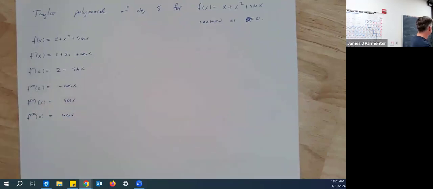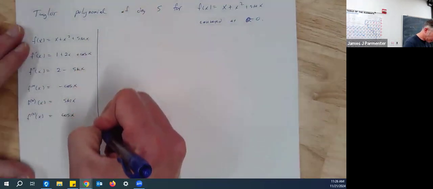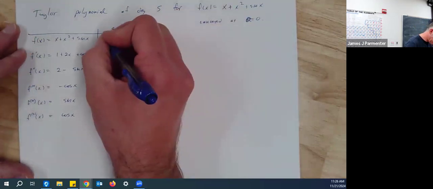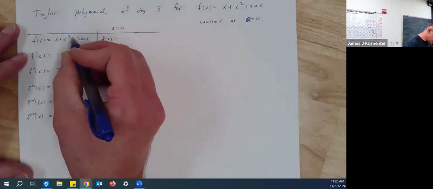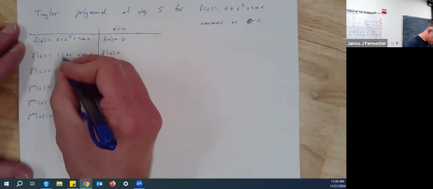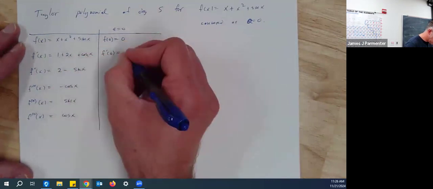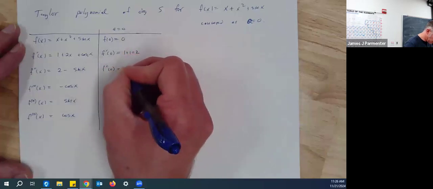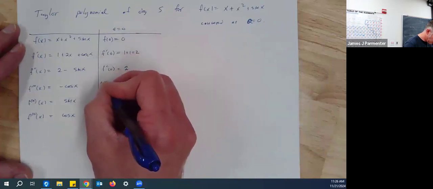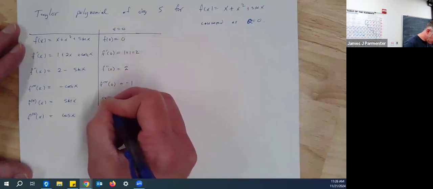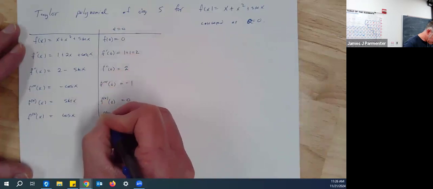And then we actually don't really care so much about those as plugging in the center to each of those. So if we plug in a equal to 0, we're going to get that f of 0 is 0 plus 0 plus sine of 0 is 0. And f prime of 0 is 1 plus 0 plus cosine of 0 is 1, 1 plus 1, which is 2. And f double prime of 0 is going to be 2 minus 0, which is 2. And f triple prime of 0 is going to be negative cosine of 0, which is negative 1. And the fourth derivative at 0 is 0. And the fifth derivative at 0 is 1.